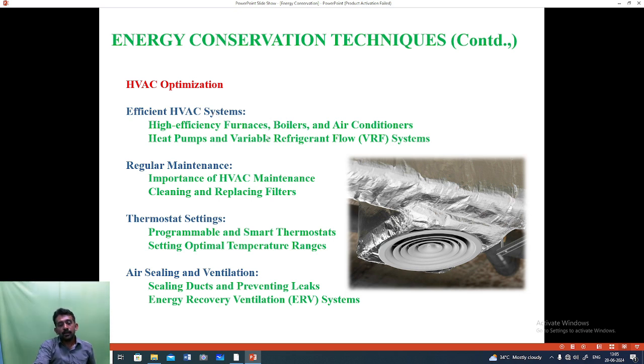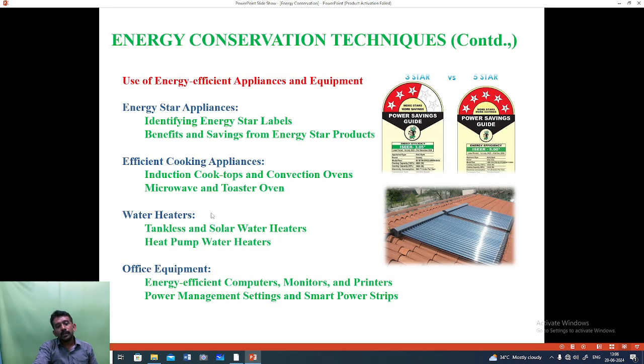And coming to the HVAC system, the mechanical part, efficient HVAC systems, that is variable refrigerant flow and optimal heat pumps. All these concepts have proven to be highly energy conserving in terms of air conditioning systems, and regular maintenance of the HVAC system, cleaning and replacing filters, will also improve the energy conservation ratio of these mechanical systems. And use of energy efficient appliances and equipment.